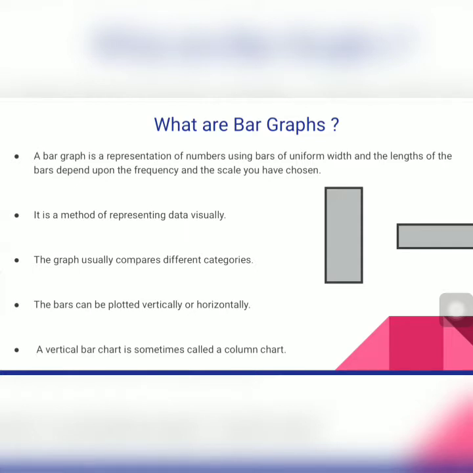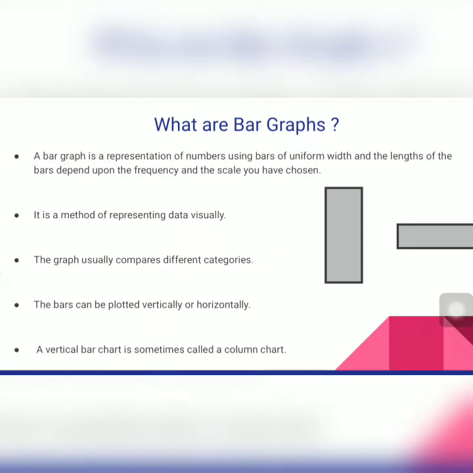And the scale that we choose is what we use to mark the values; we take the length of the bars according to that scale and represent those bars on a graph. Now, this method is used to represent data visually. Why do we represent data visually? Because data given in the form of pictures is easier to understand and retain, and we can easily figure out the changing patterns in the comparison between two different kinds of things. These graphs usually compare different categories.